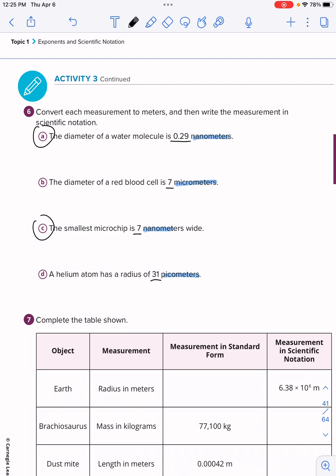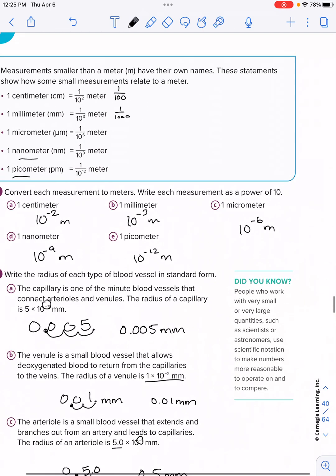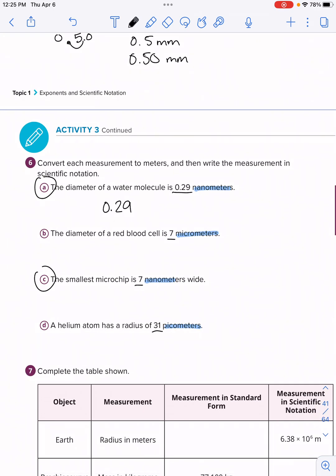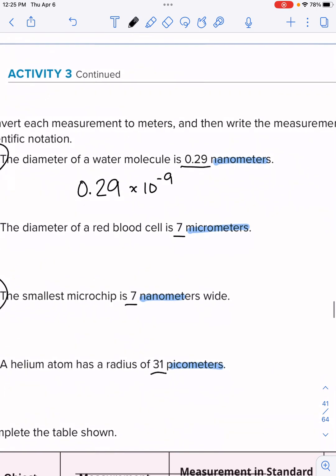So the diameter of a water molecule is 0.29 nanometers. So we look over here, nanometers. That is 10 to the negative 9th power. So we could write this as 0.29 times 10 to the negative 9th power. This is in terms of meters, but this is not written in scientific notation. The reason is because this number is not between 1 and 10.